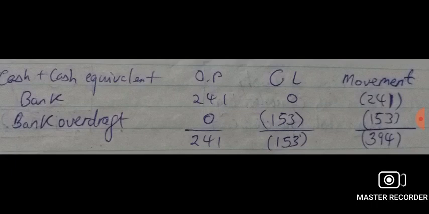So once you've gotten your opening and your closing, you've placed them according to those columns. Then how do you get movement? Movement is just the difference between the opening and the closing balances. That's all. So for bank, why have I put the movement in negative? Well, the bank started with 241. That's what it shows of the opening. Closing 0. Meaning what has happened to the cash? It has decreased. So a decrease in cash is always denoted in brackets.